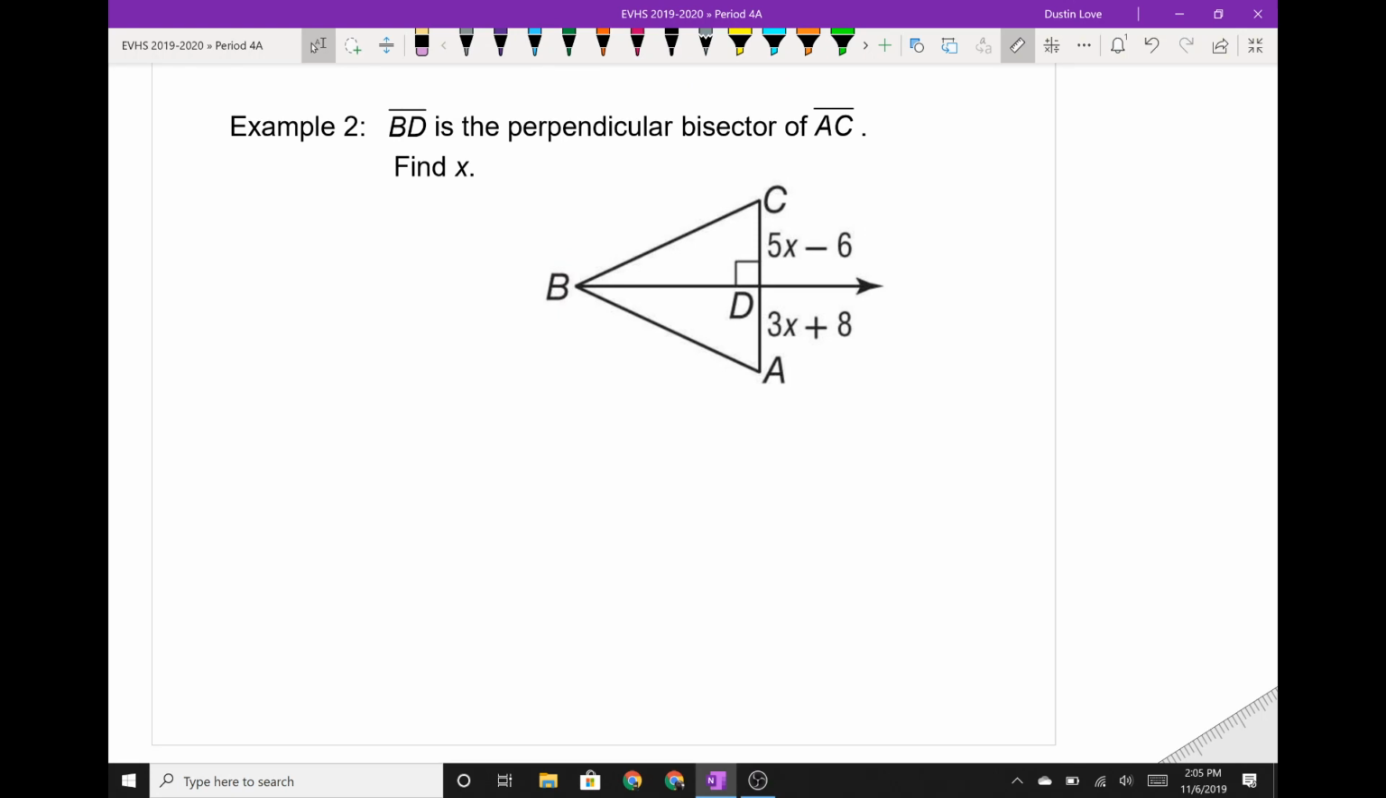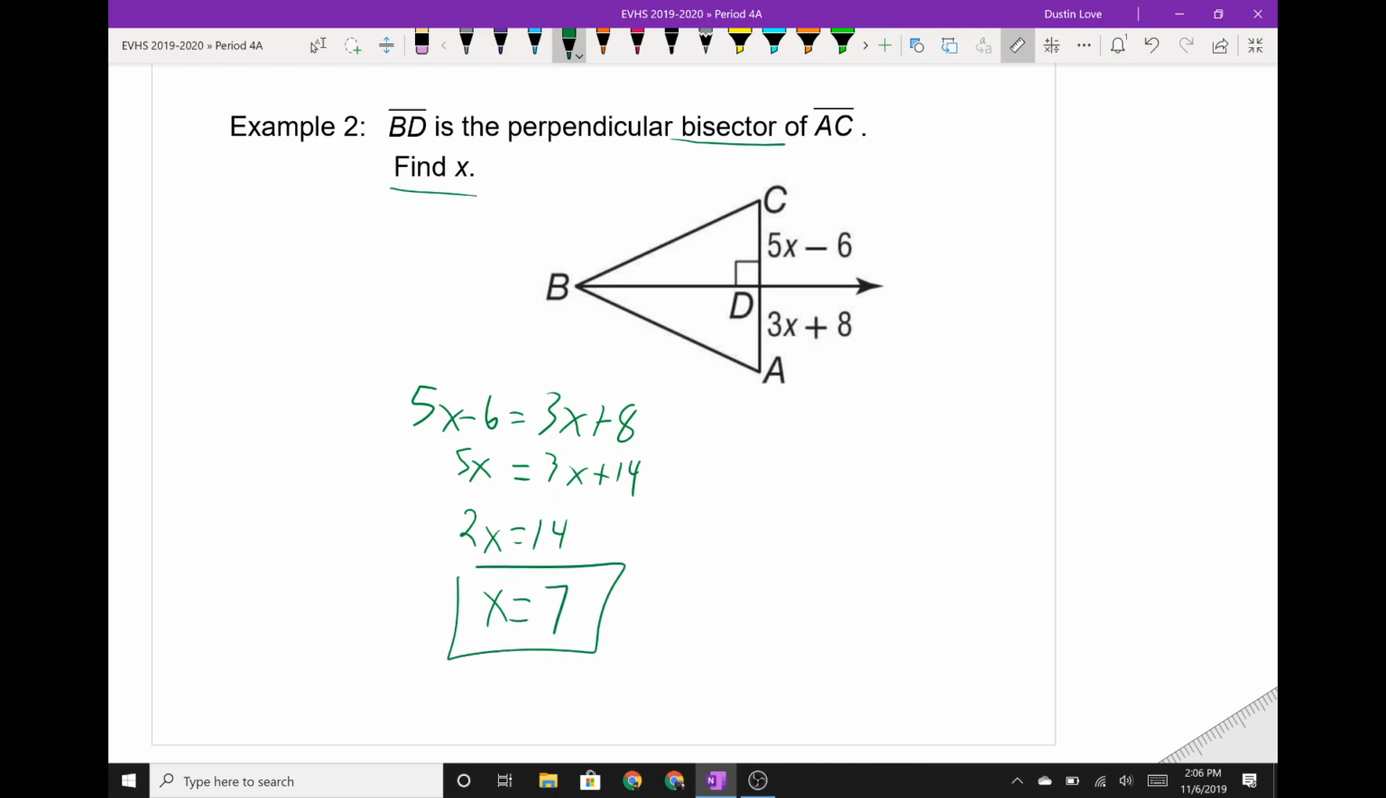BD is a perpendicular bisector of AC. Well, we don't need the word perpendicular here. We just need bisector. So I know that CD equals DA. Therefore, 5x minus 6 equals 3x plus 8. Now what? Solve it. How? Add 6 to both sides gives me 5x equals 3x plus 14. Subtract 3x gives me 2x equals 14. Divide by 2 gives me x equals 7. And it says find x, so I am done.